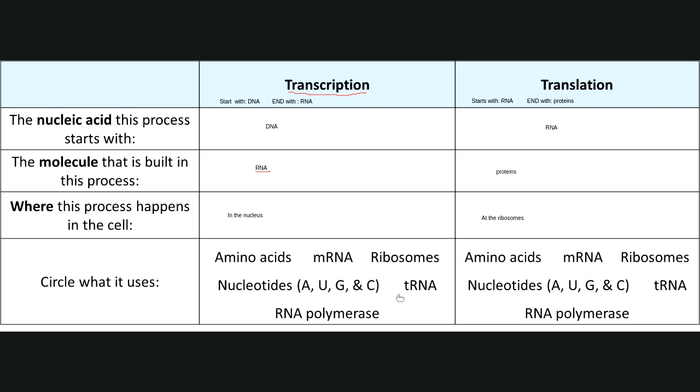T. So tRNA we actually use in the process of translation. mRNA is actually the kind that we build in transcription. mRNA, its M stands for messenger. So a good way to think about mRNA is this is the messenger that can go from the nucleus out into the cytoplasm where it can meet up with ribosomes.